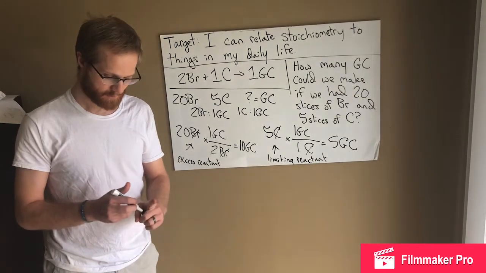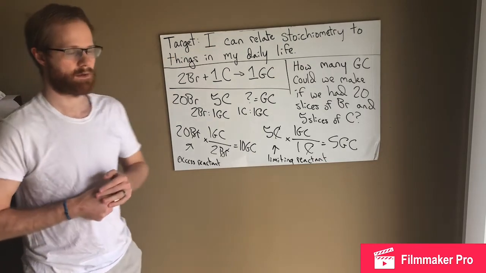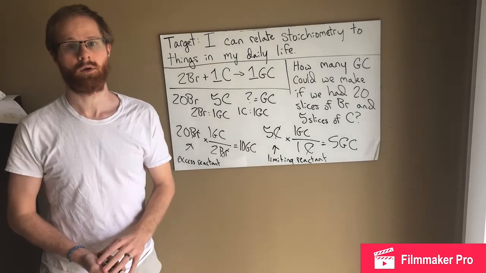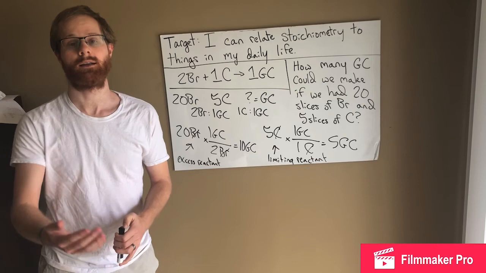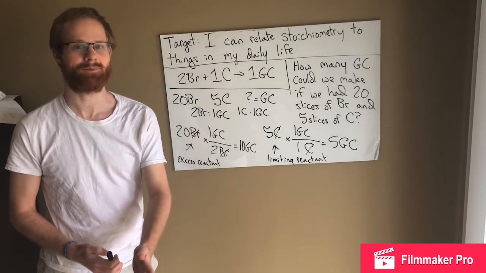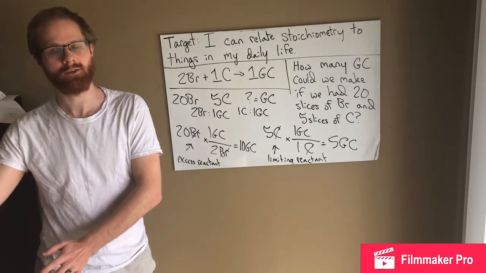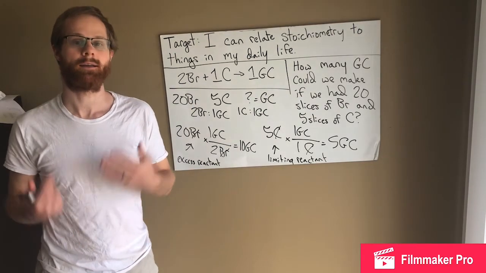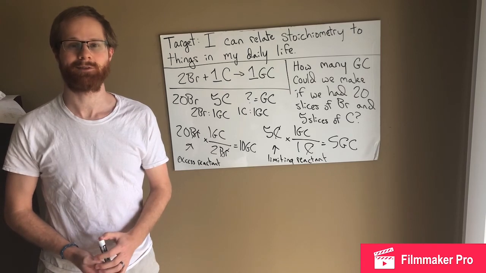Cool. So let's quickly come back to today's target and relate stoichiometry to things in our daily lives. Cooking is a great place to go. Think about different things that your families have cooked in the kitchen. Or think about any time that something changes into something else. Think about what was there originally and what it turned into. And think about what the chemical equation would look like. And you're well on your way to applying stoichiometry to your everyday life.